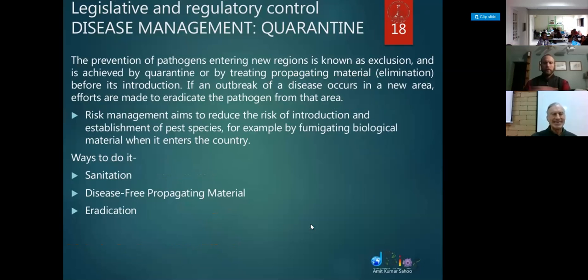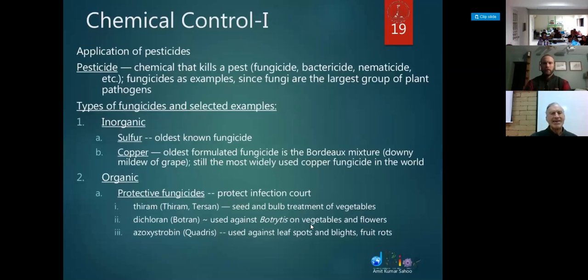Quarantines, of course. Chemical control. Okay. Sulfur and copper are two kinds of fungicides that are sometimes used in organic production. You have to be careful in using them not to end up with too much sulfur or copper in your soil, but other than that, they can be effective.